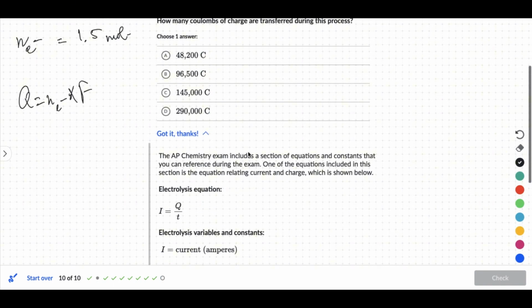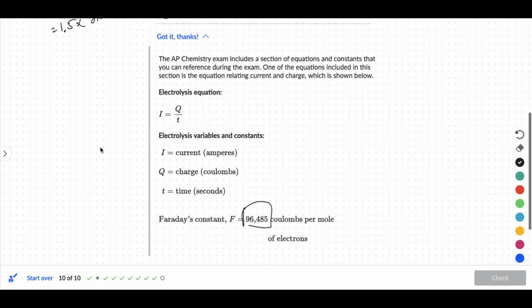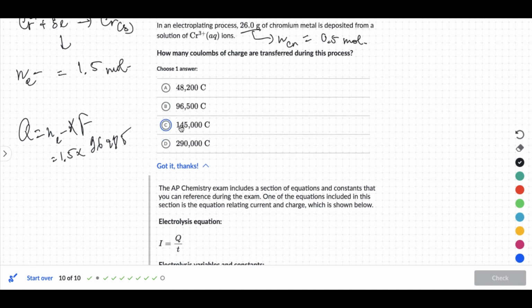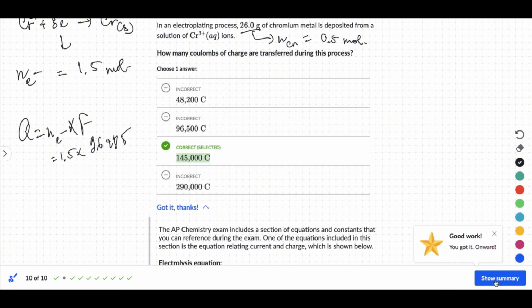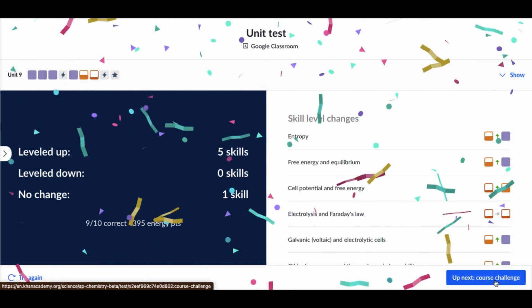So 1.5 times 96,485. And now what we have is about this many coulombs.